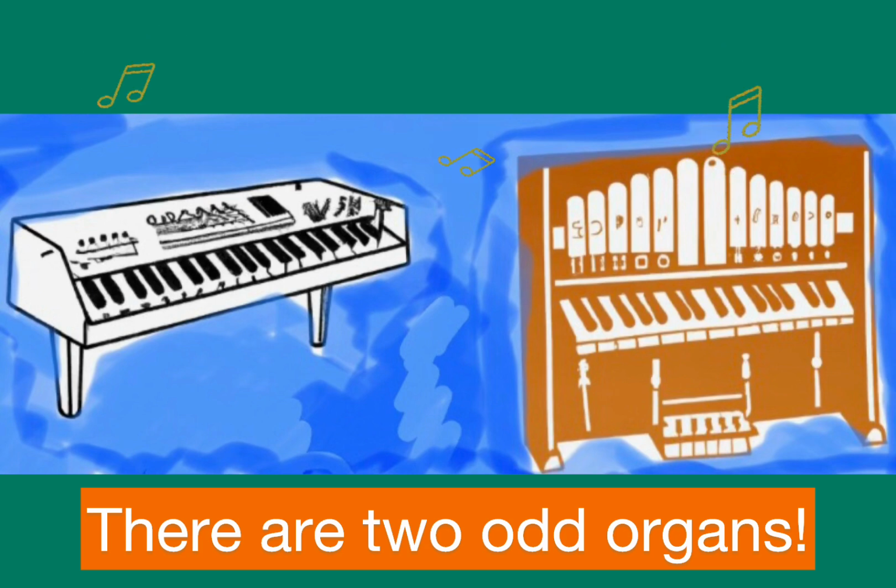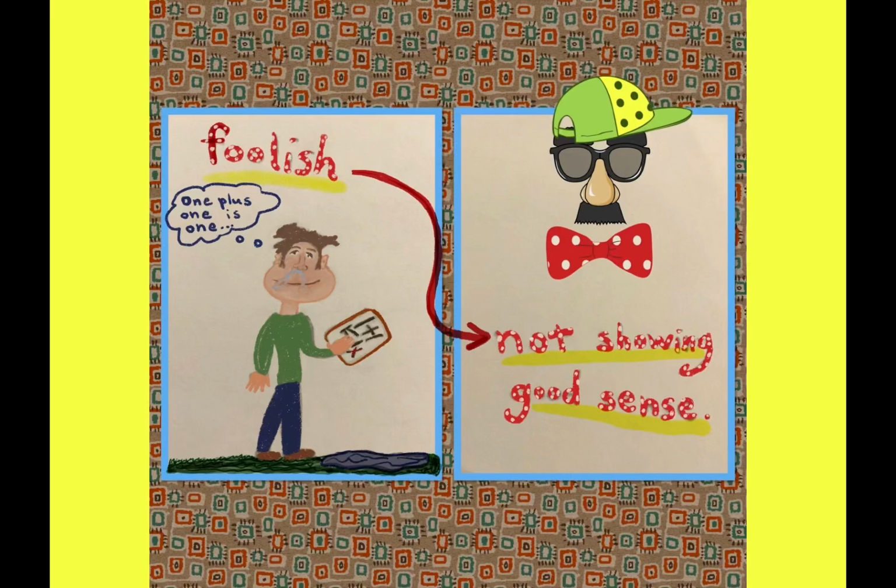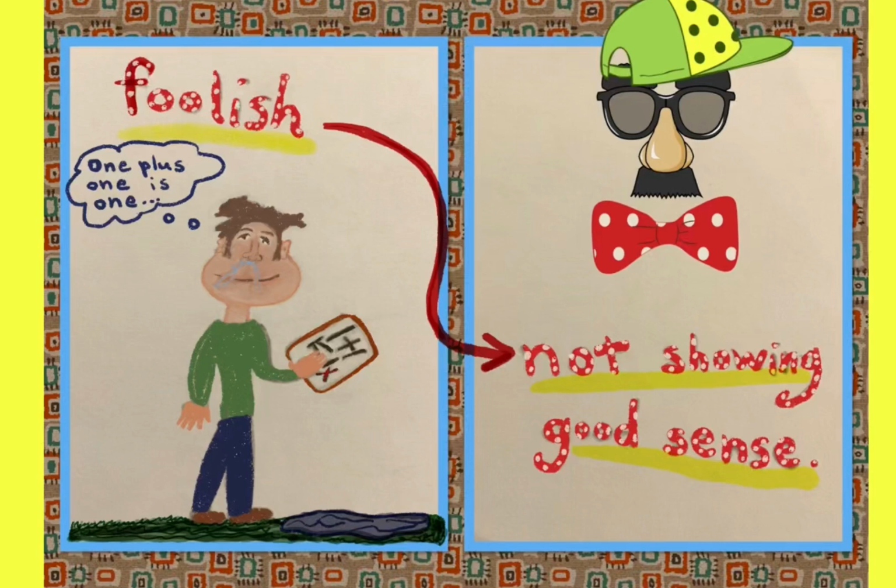There are 2 odd organs. Foolish has an oo sound, and foolish means not showing good sense. 1 plus 1 is 1. He's a bit foolish, isn't he?